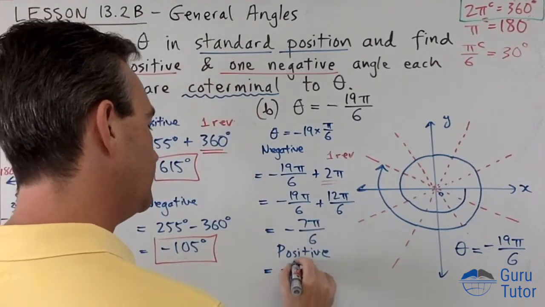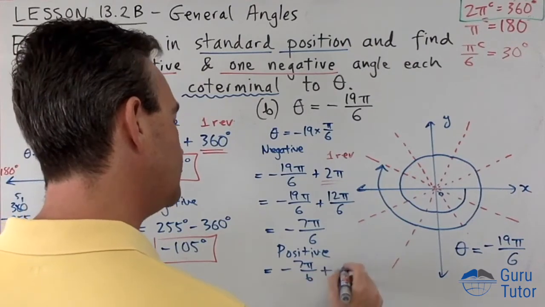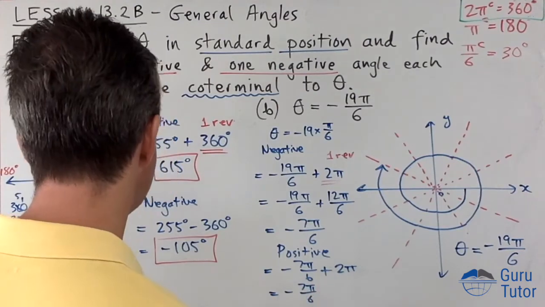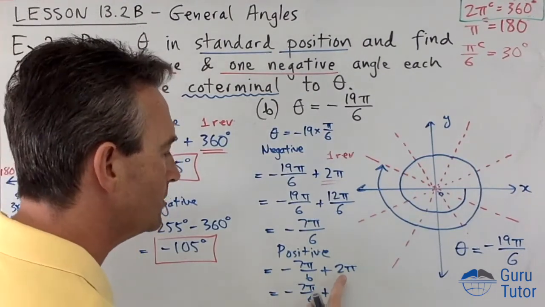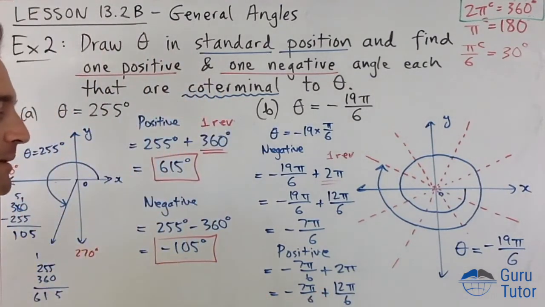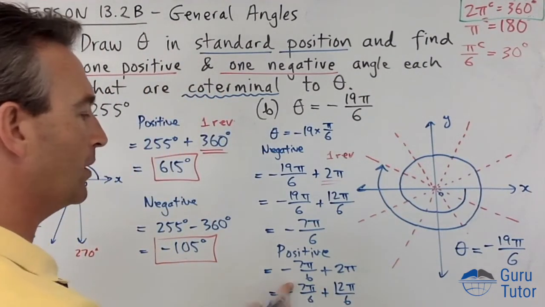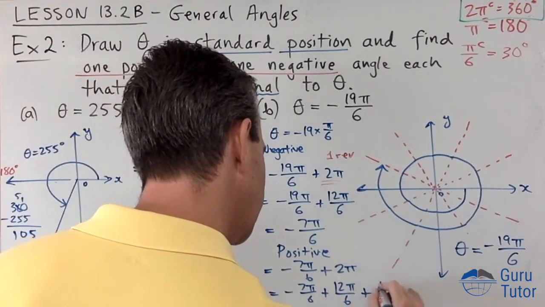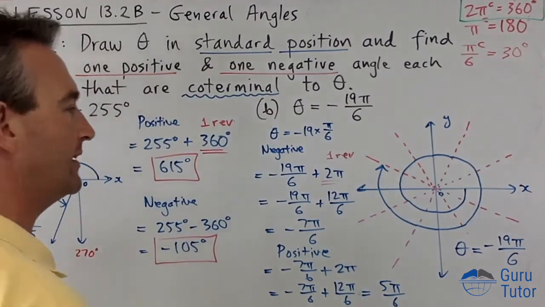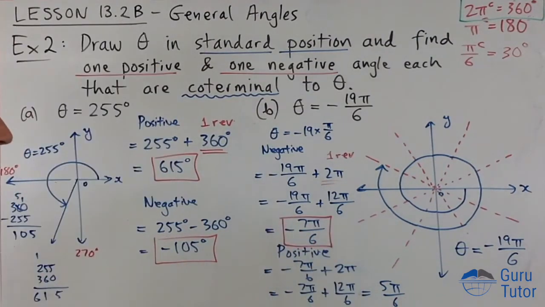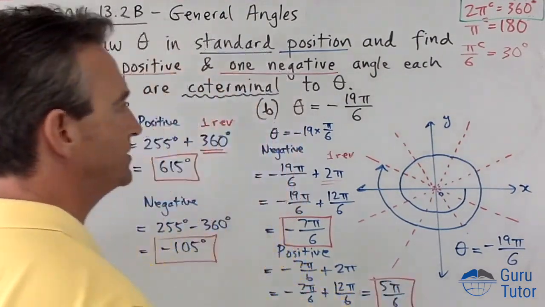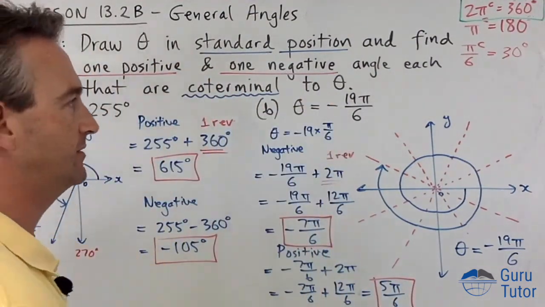Just take this one, negative 7 pi on 6, and just add 360 again. And we get negative 7 pi on 6 plus, common denominator, 2 pi is the same as 12 pi on 6. There we go, and this is going to give us something positive this time. Negative 7 pi plus 12 pi is positive 5 pi on 6. And there we go. There is one negative angle that is coterminal to negative 19 pi on 6, and one positive angle, 5 pi on 6, which is coterminal to negative 19 pi over 6.